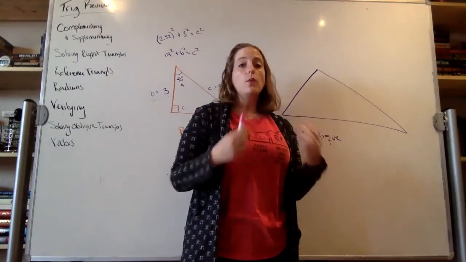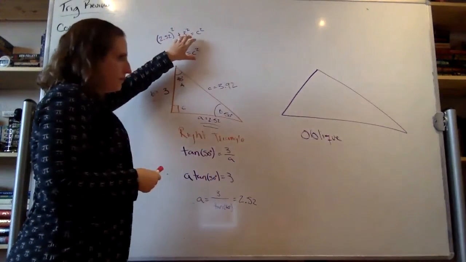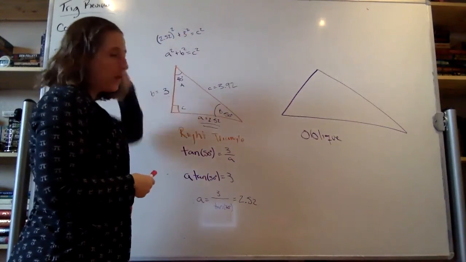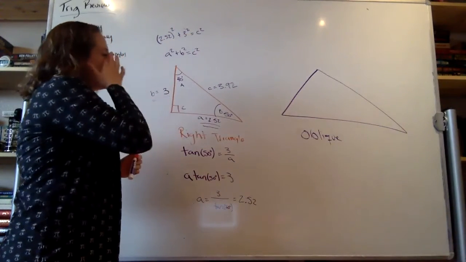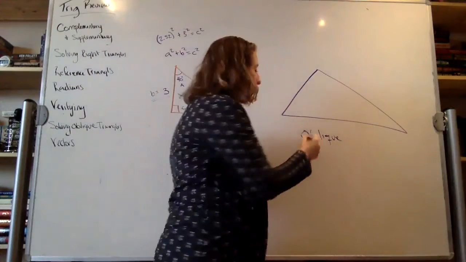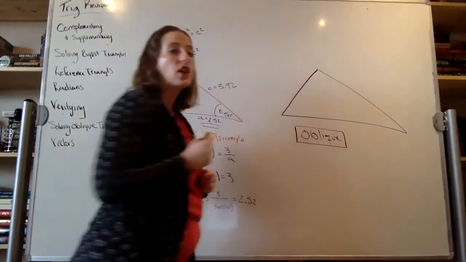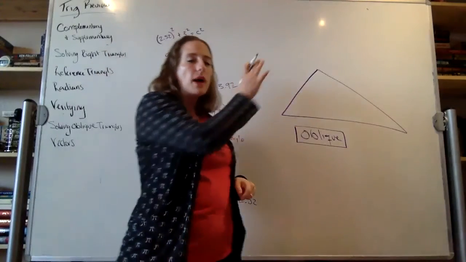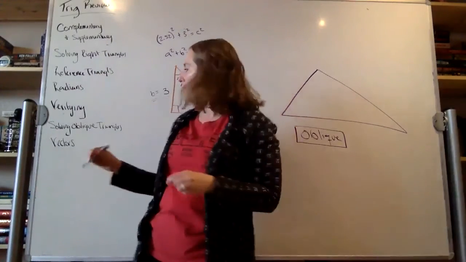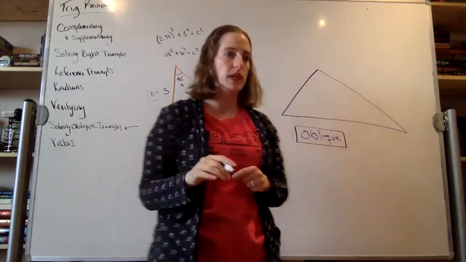But solving oblique triangles, because we don't have things like the Pythagorean theorem, because the Pythagorean theorem only works for right triangles, we have to use other things. In particular, when we solve oblique triangles, we're going to need to use our law of sines and our law of cosines. So I'm going to remind us what those are here, and then a little bit later, when we get to this on the list, I'm going to explicitly solve some oblique triangles.